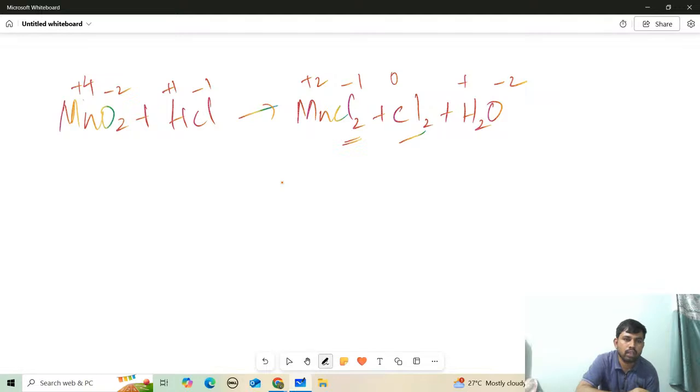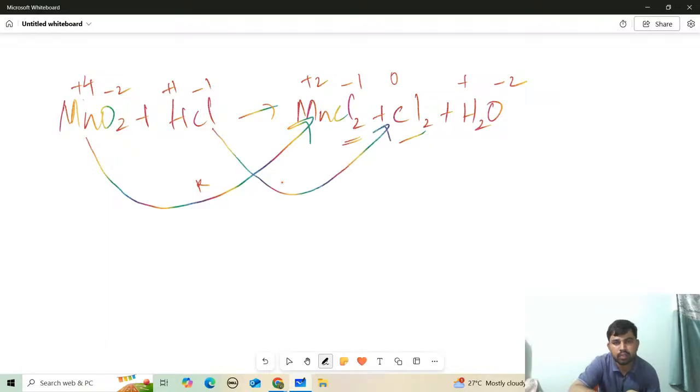So here what I can say: manganese is undergoing which process, decreasing in charge or increasing in charge? Decreasing in charge, we can say reduction. Similarly, decreasing in charge, correct? Correct. Okay, decreasing.